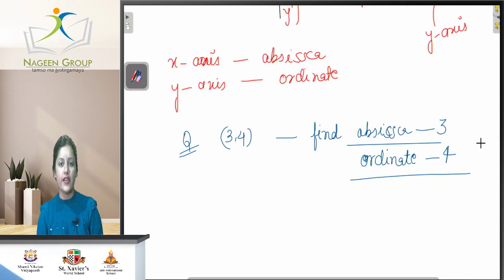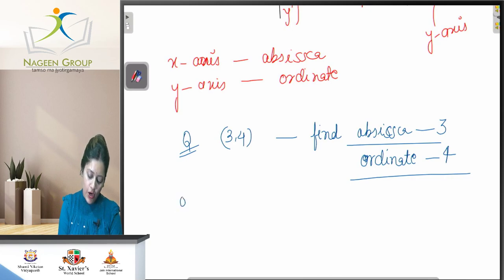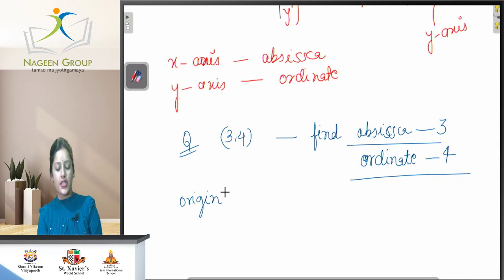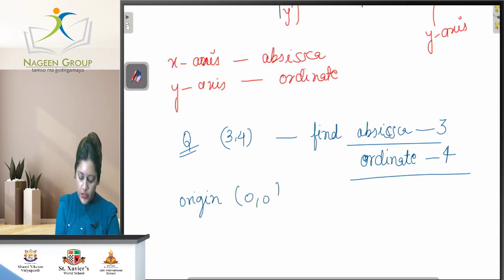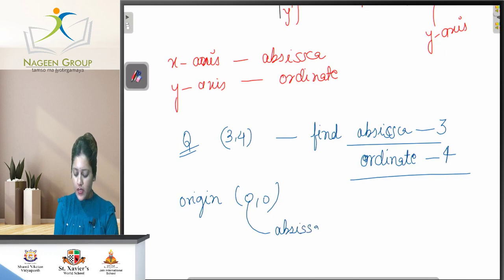So simply, what we have learned in this class is what coordinate geometry is, and its history. We have also learned some basic terms: abscissa, ordinate, number line, origin. You should also know that if someone asks you the abscissa and ordinate of the origin, it is 0, 0, in which the abscissa is 0 and the ordinate is also 0.